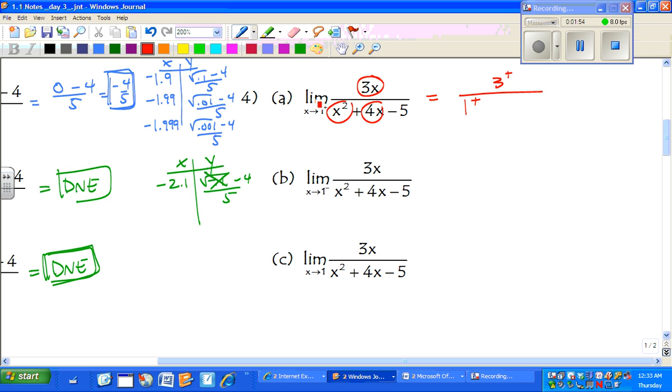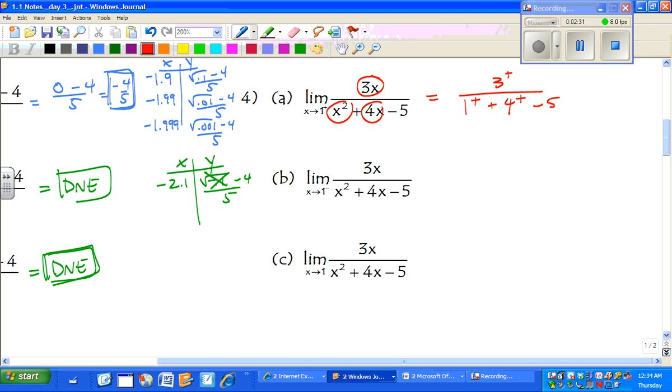Let's look at this part. As x approaches 1 from the right, what do you think is going to happen here? Same thing as up the top. 1.1 times 4, 4.4. If we do 1.01, 4.04, and so on. So it's going to get closer and closer to 4 from the right side. And the minus 5, there's no variable there, so that's not changing. The limit as x approaches 1 of that is just going to be minus 5.